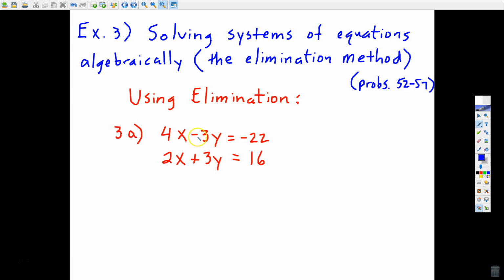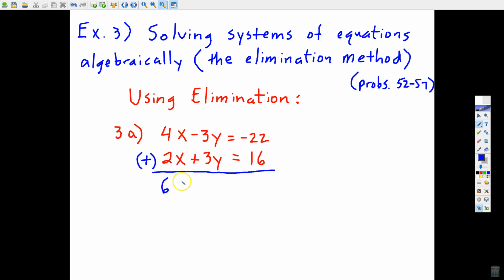This first example is set up perfectly for elimination because all I have to do to eliminate, or we might use the word cancel, the y variable is to add these two equations together. Because if I add opposites together, I get 0. And so I'm going to show plus to show that all the way across.